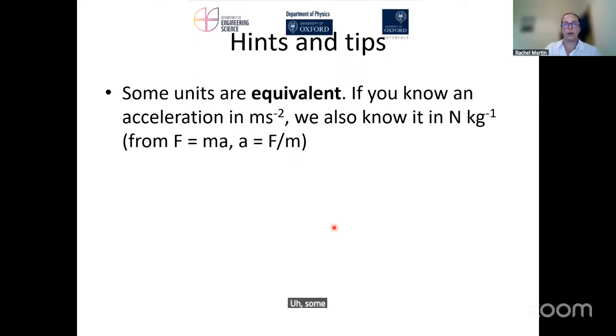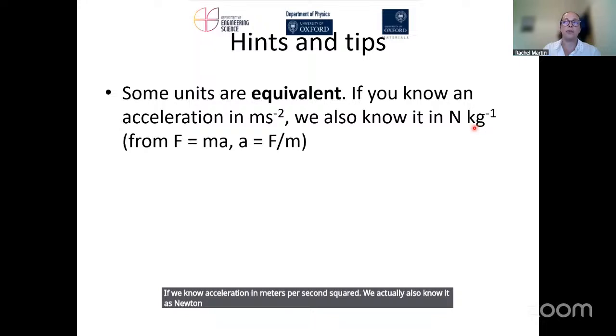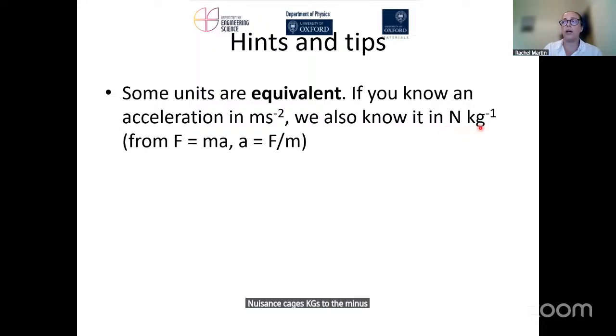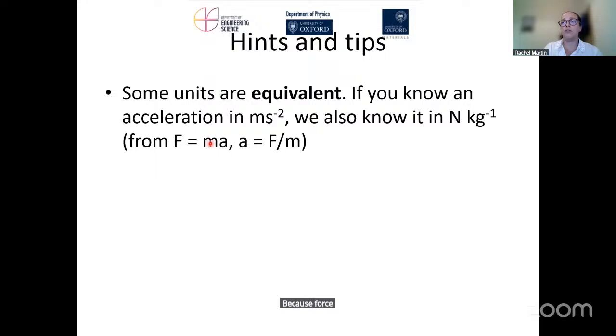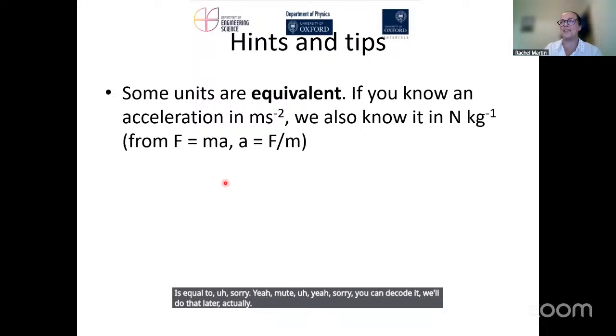Some units are equivalent. We're going to do a question on that. And so as a hint, you might want to write down for later, if we know acceleration in metres per second squared, we actually also know it as newtons per kilogram, newtons kg to the -1. You might know that from your physics lessons, because that's a common method you need to use for showing that two sets of units are equivalent. Because force from Newton's second law is equal to mass times acceleration. And then if we insert the units, we know that newtons, therefore, is equal to, sorry, you can decode it. We'll do that later, actually. I've just given away something we're doing later on, I've realised.